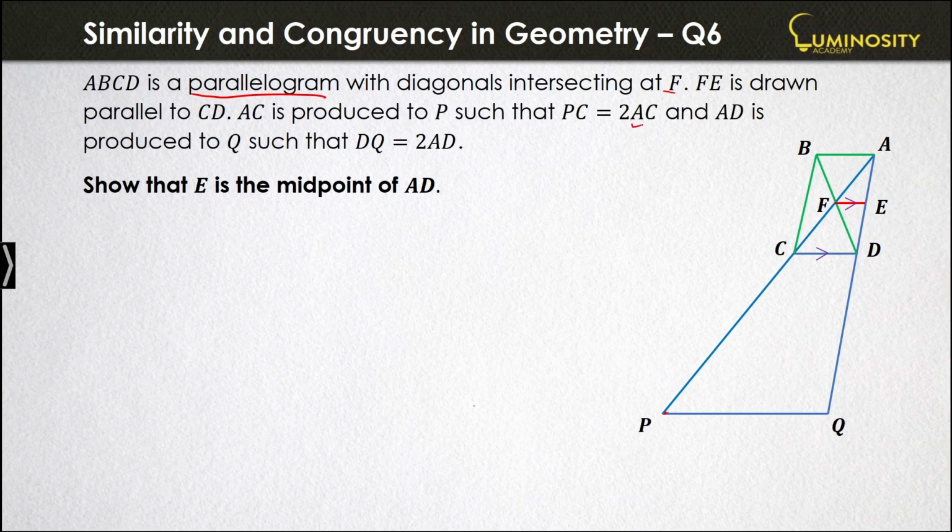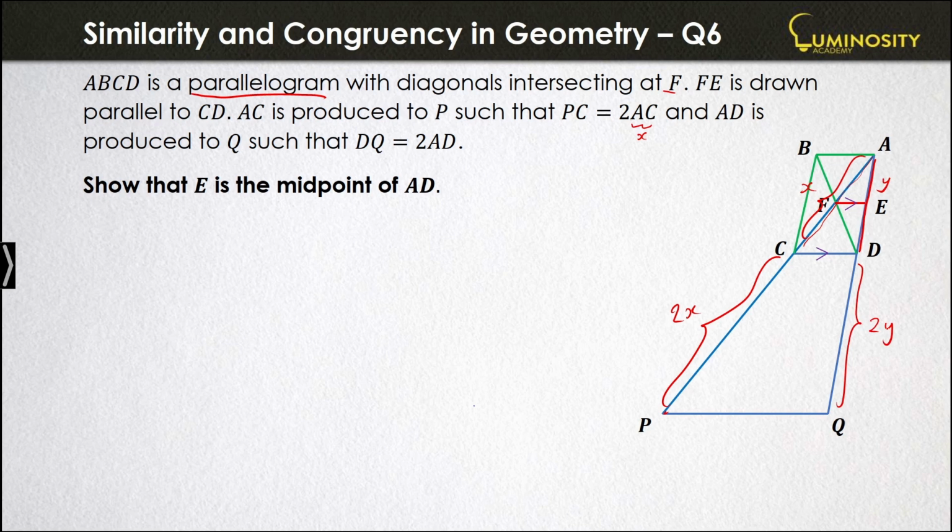So if I let this length AC equal x, this diagonal length AC, that total length there, then PC, this length here, is twice the amount of x. Then AD, this side of the parallelogram, is produced to the point Q such that DQ is twice AD. So if I let this side length of the parallelogram be y, then DQ is 2 amounts of y.